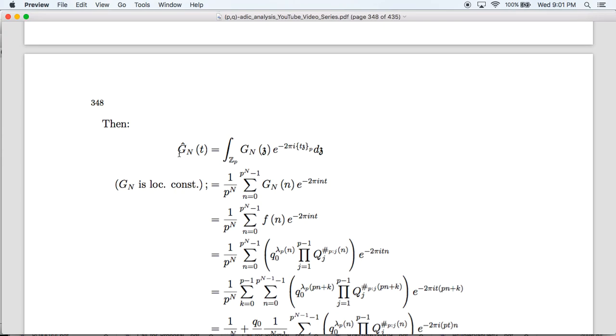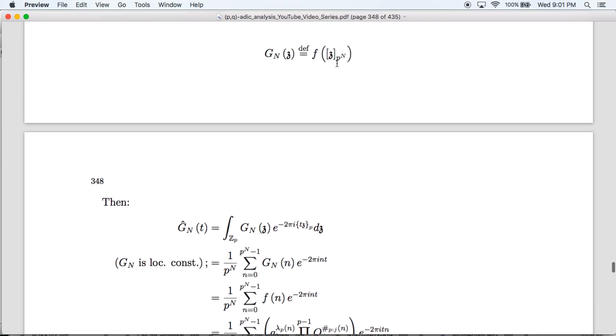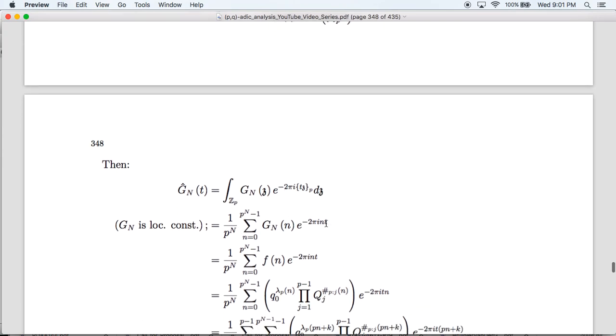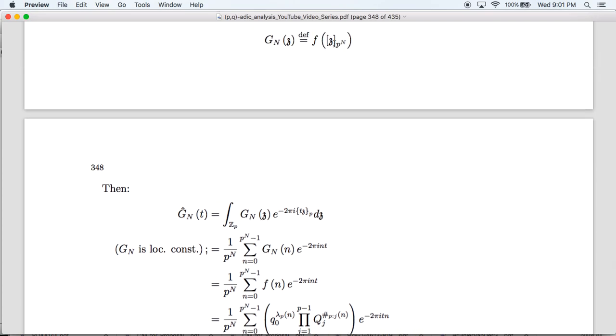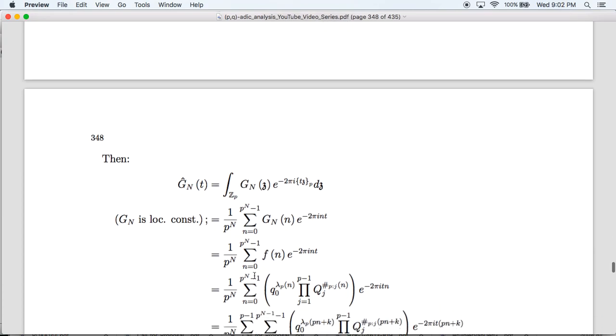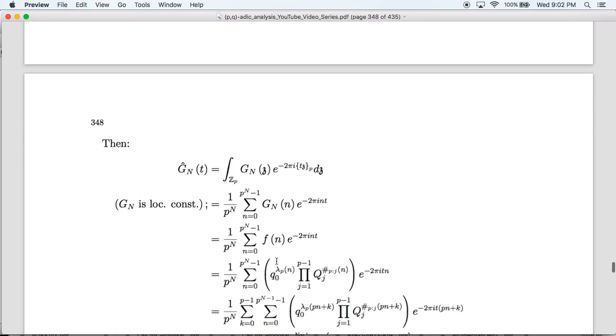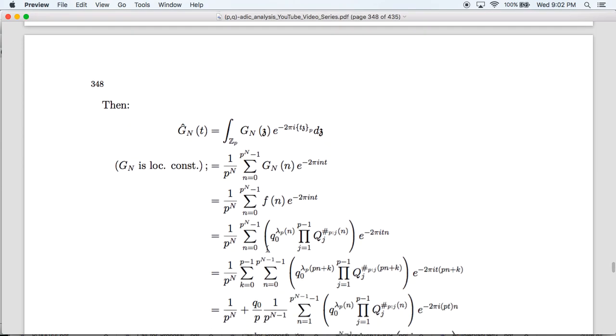The Fourier transform of g_n is g_n hat of t, that's this integral. Since g_n is locally constant mod p to the n, this reduces to a Riemann sum. Here, since we're taking things mod p to the n, g big N of little n is going to be equal to f_n for n in this range. And now we use our factorization of f.